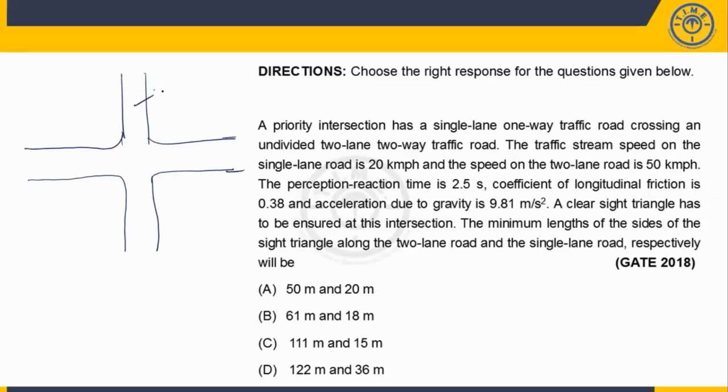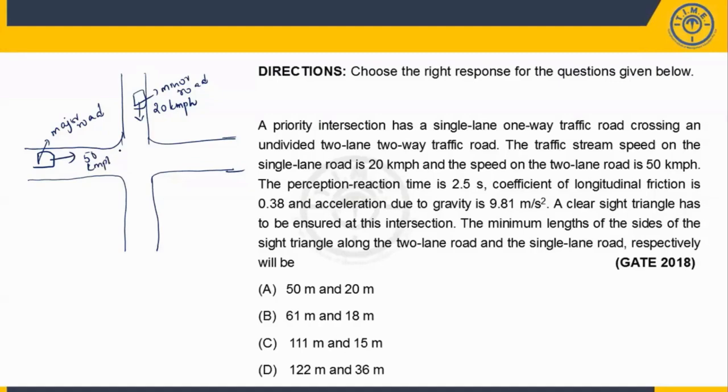One is a minor road. Single lane one way traffic road is our minor road. And the two lane road will be our major road. Always, the road of least importance will be our minor road, the road of major importance will be our major road. Next, the traffic stream on single lane road is 20 kmph. On minor road, a vehicle should travel at what speed? 20 kmph. Speed on two lane road is 50 kmph.